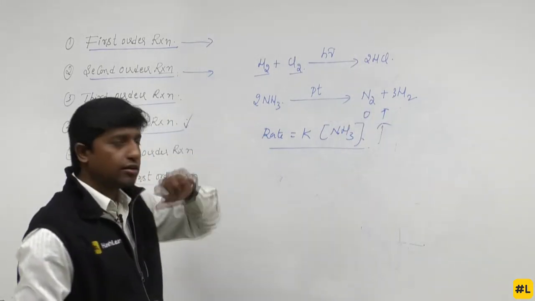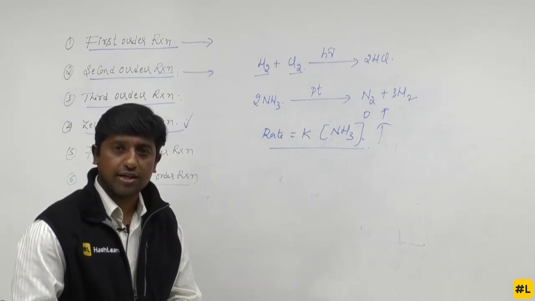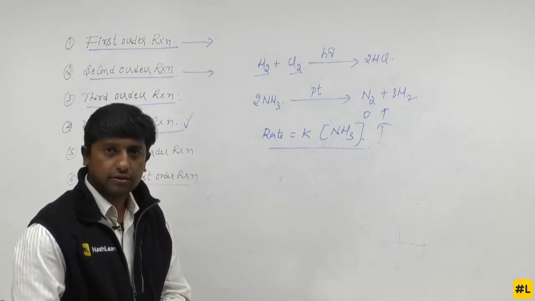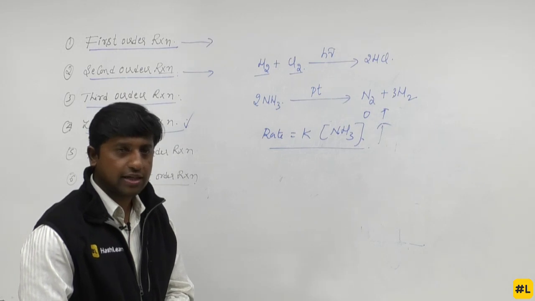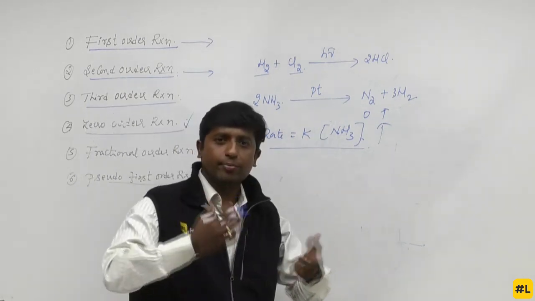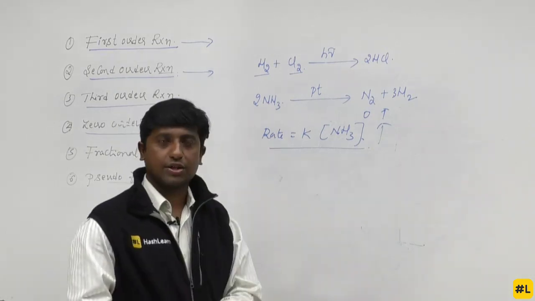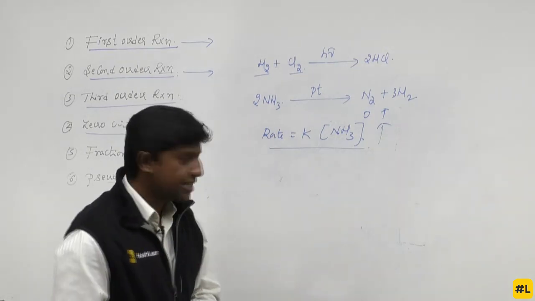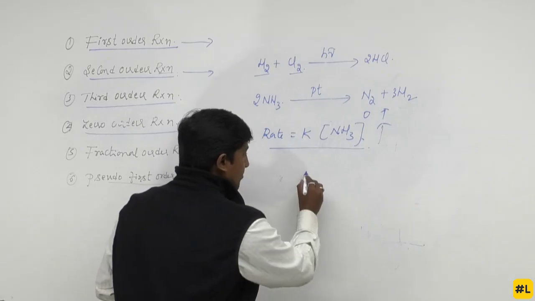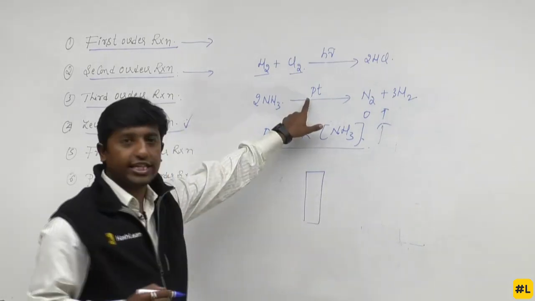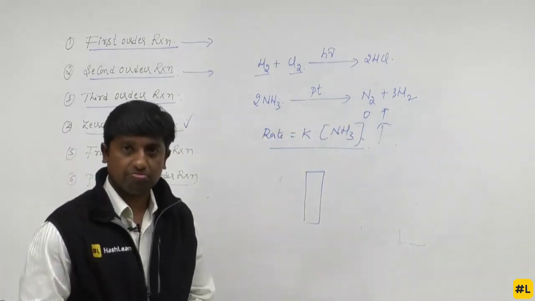Why? The rate does not depend on the concentration of ammonia, students. Can you think? Think for a few seconds. Why does the rate of the reaction here not depend on the concentration of ammonia? Why is there no change in the rate of reaction? The reason is, if you take platinum catalyst here, the reaction is taking place over the surface of platinum.